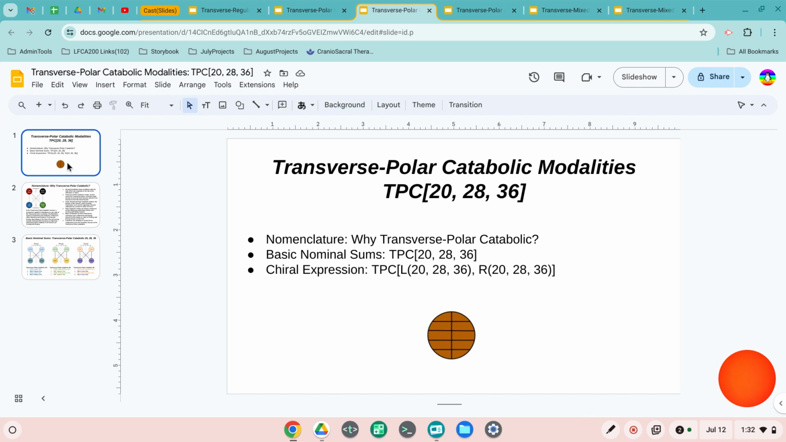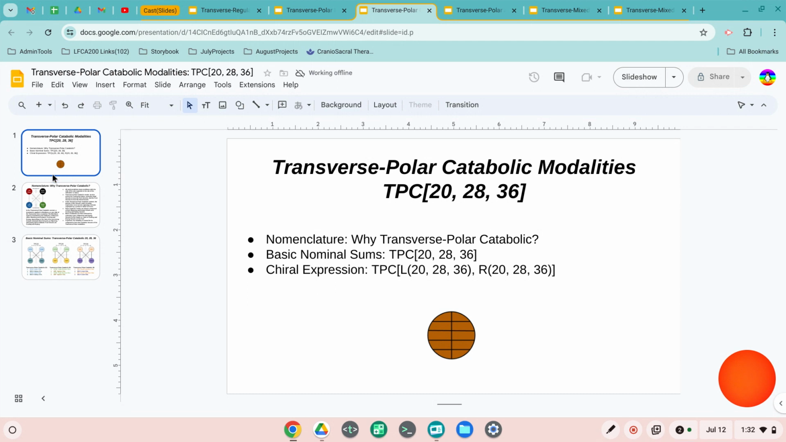Welcome to this lesson on a Western interpretation of the transverse polar catabolic modalities of the global balance method. The first slide answers the question, why are these modalities labeled transverse polar catabolic? The final slide presents the principle of using basic nominal sums to label each individual modality within the category, along with a diagram of each mode and its color coding.